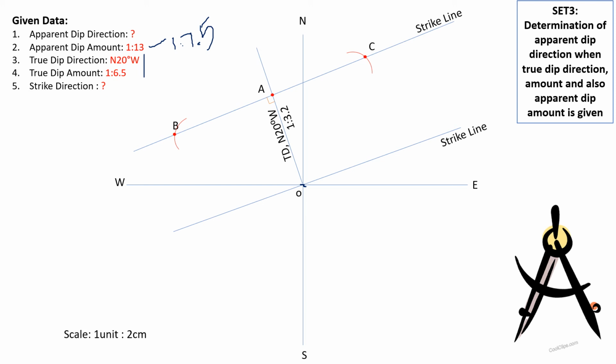I'll mark this point as point C. Then we'll join a line from C to O as well as B to O.